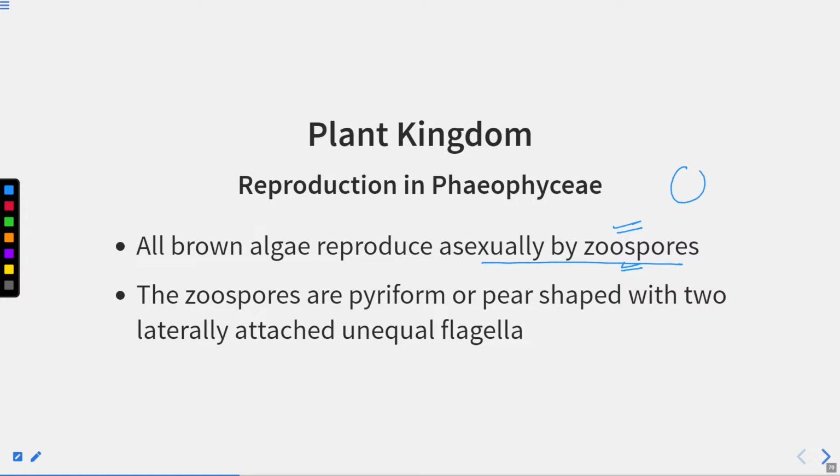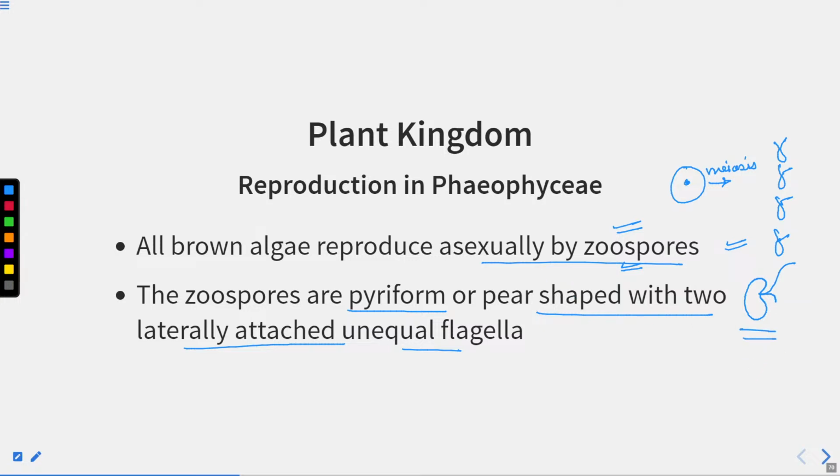Suppose this is a cell, right? It undergoes meiosis and gives rise to 4 zoospores. So the asexual method of reproduction occurs with the formation of zoospores. The zoospores are pyriform, or pear-shaped, with 2 laterally attached unequal flagella. So basically they have a pyriform shape. One is a larger flagellum and one is a smaller flagellum. So this is the pear shape.